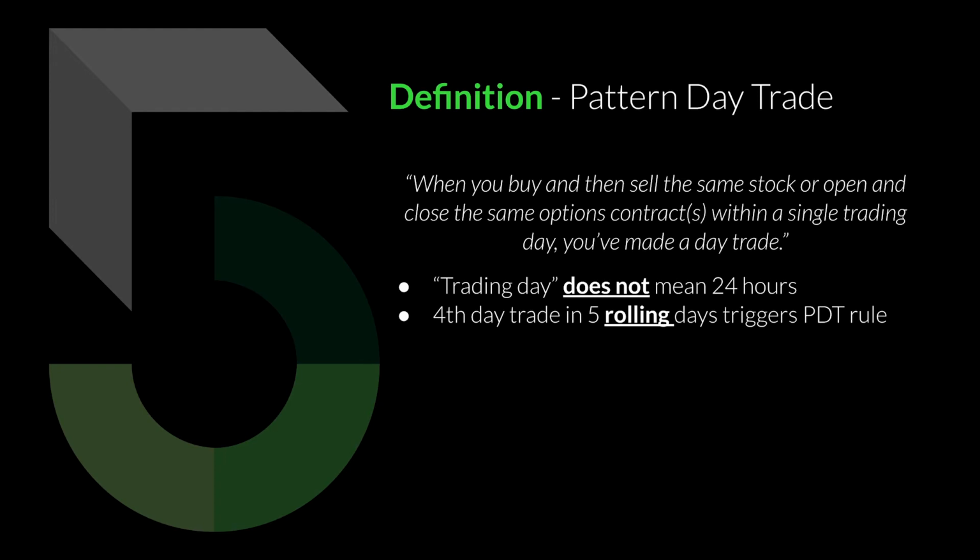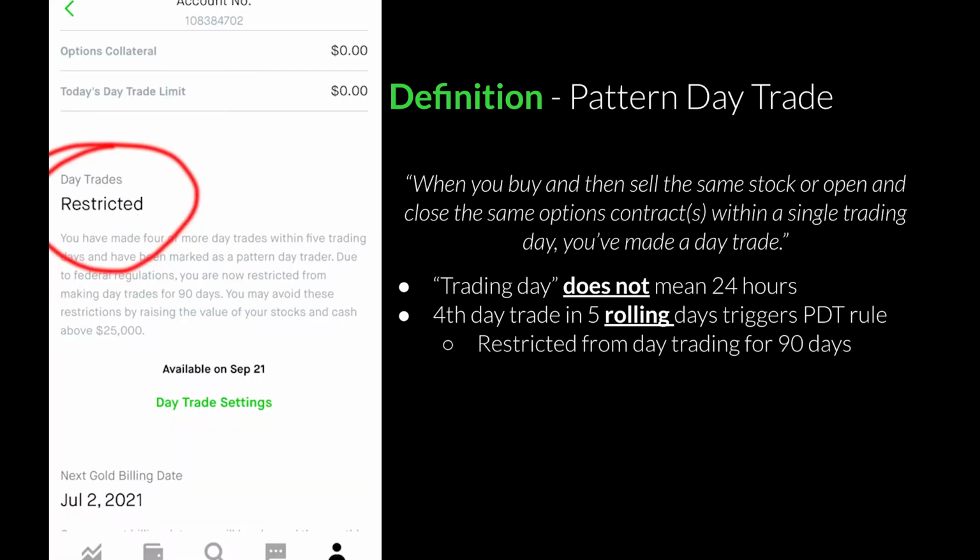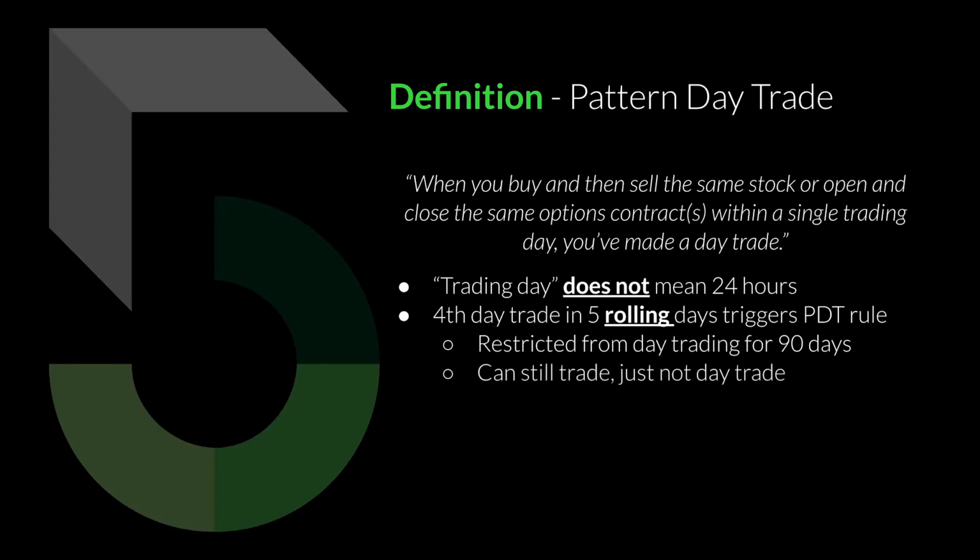Now, pattern day trade definitions are important because if 4 of these day trades are made within 5 trading days, or 5 rolling days, that triggers a rule called the PDT rule, the pattern day trade rule. What this rule does is restrict the trader from day trading for 90 days. But you can still trade. You just can't day trade. You can still open a position, you can still close out your current positions, but you simply can't do it within a trading session.